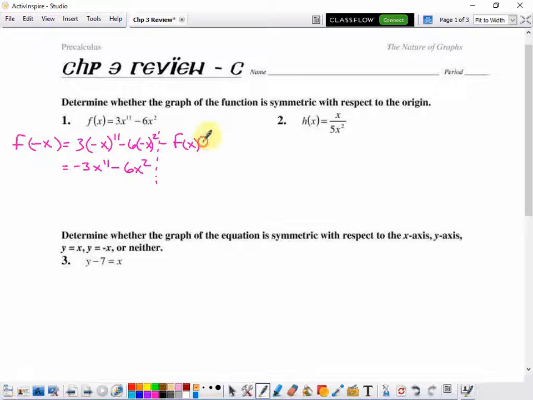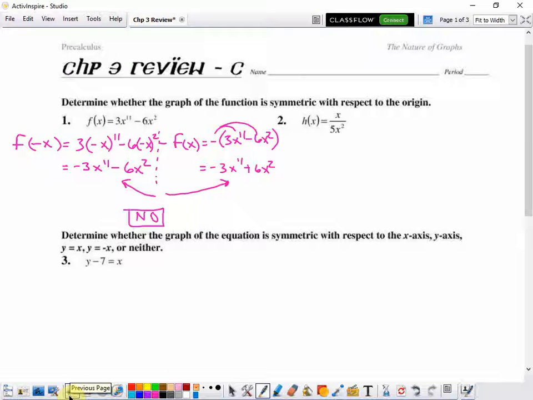The opposite of f of x means negative distributed on the original function. And that gives me negative 3x to the 11th plus 6x squared. And notice that this and this are not exactly the same. So the answer is no, it does not have symmetry with respect to the origin.